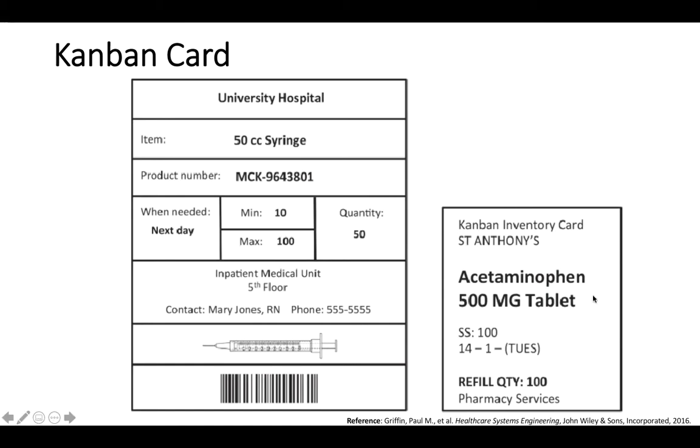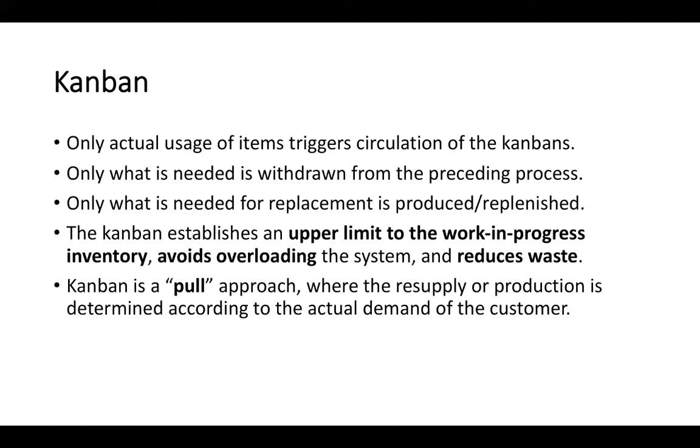This is another Kanban card, a little simpler, but pretty much similar types of information are in the Kanban cards: the item names, how many we need, and also where that item is needed. Okay, and so a couple of points before we go through an example.